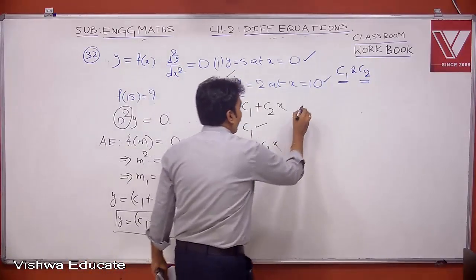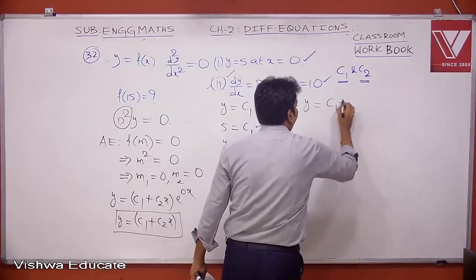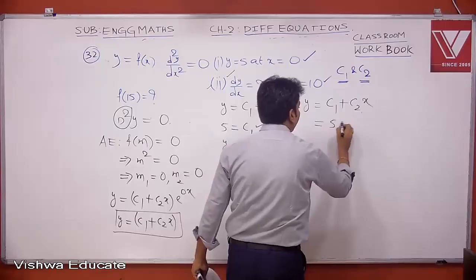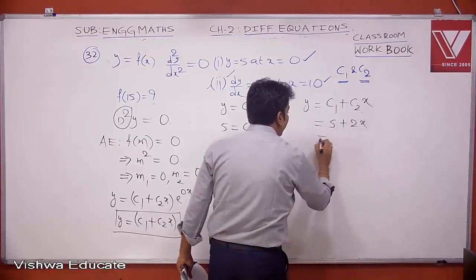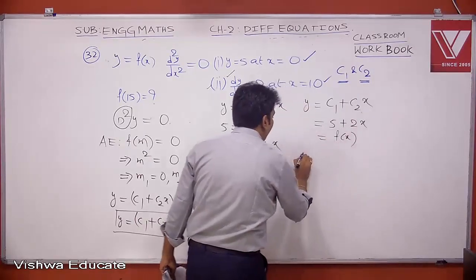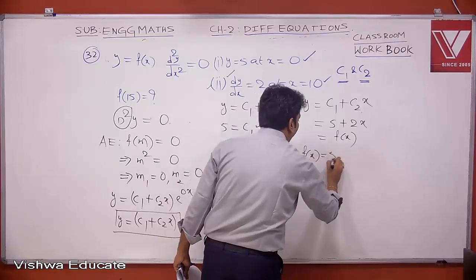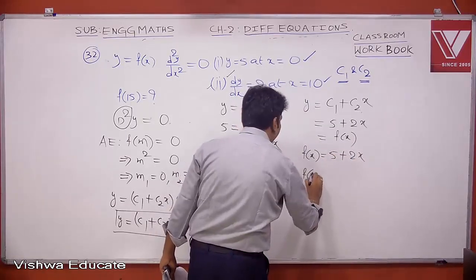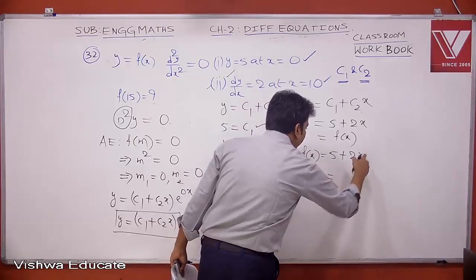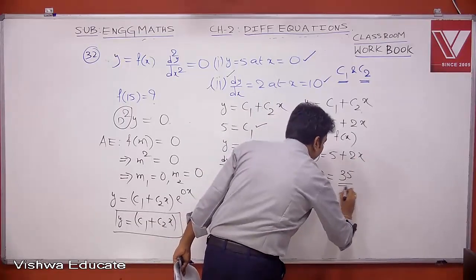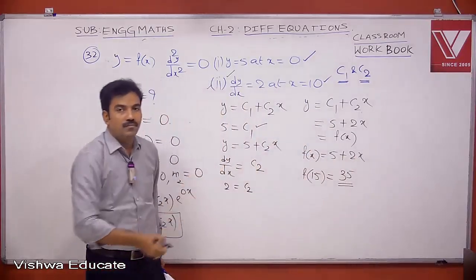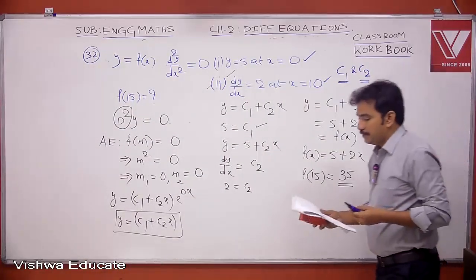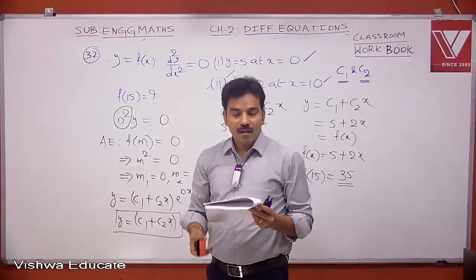Therefore the function y equal to c1 plus c2x is the solution, where c1 is 5 and c2 is 2. But basically this is f of x. Therefore, f of x equal to 5 plus 2x. We need to find f of 15. So replace x by 15, we get 35. This is the required answer. Note this. Is this clear? Right.